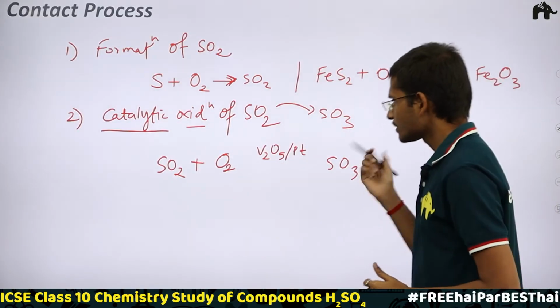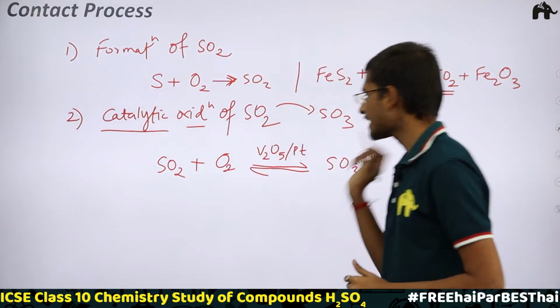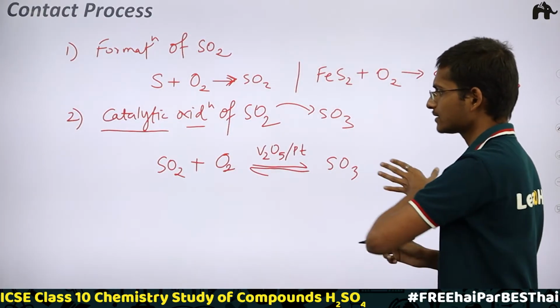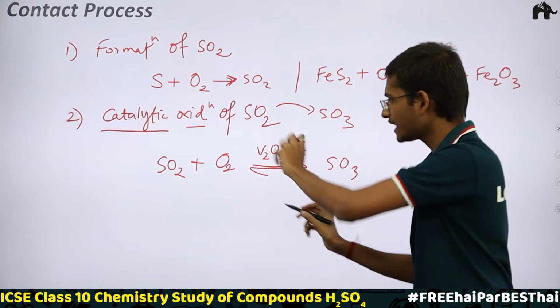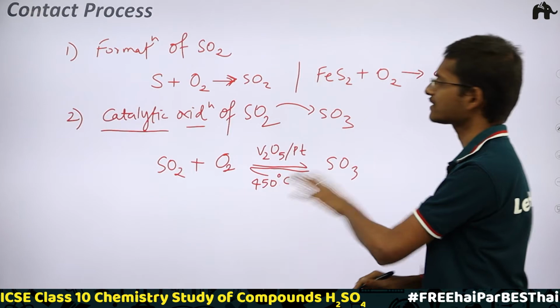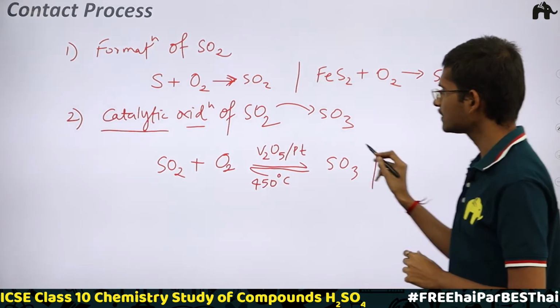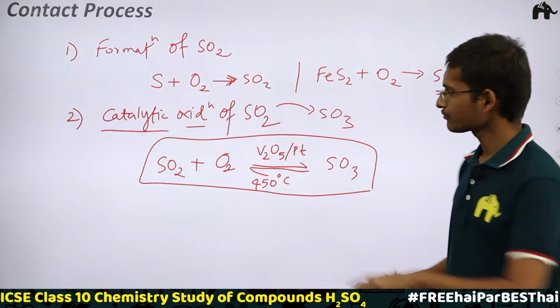Here the reaction is taking place in such a way that it is a reversible reaction first of all, along with this catalyst, and lastly the temperature is 450 degrees Celsius. That's it. This thing you have to remember. This is the chemical reaction as well as conditions for the second step.